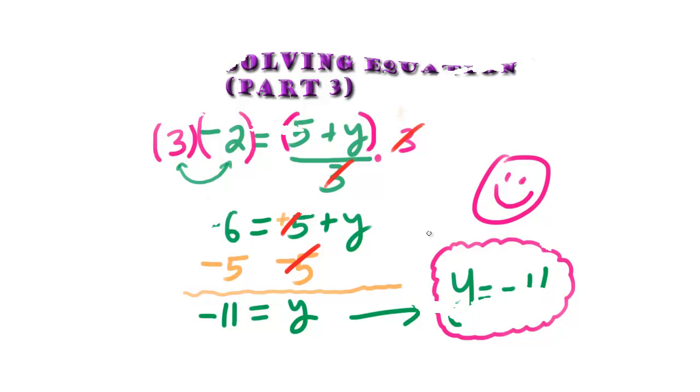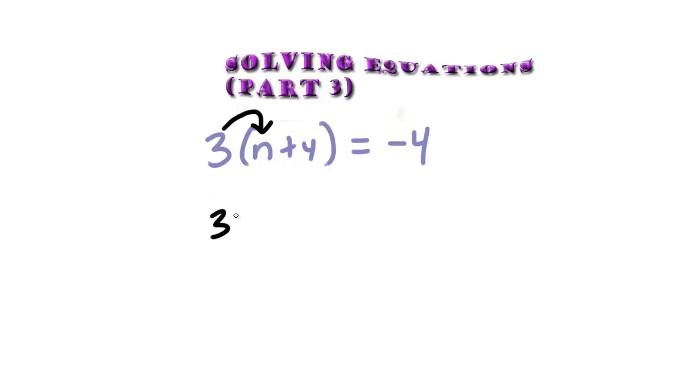Okay, what if we have this equation here: 3 in parentheses n plus 4 equals -4. Right? What I want to do here is distribute this 3. So I'm going to multiply that with the n, and I'm going to get 3n.